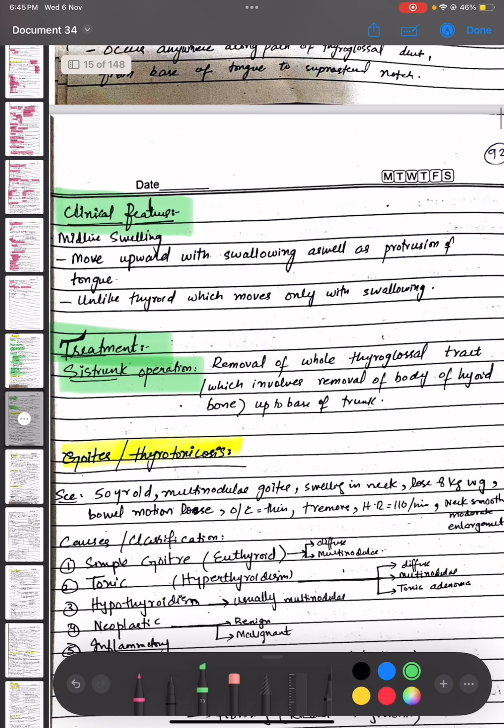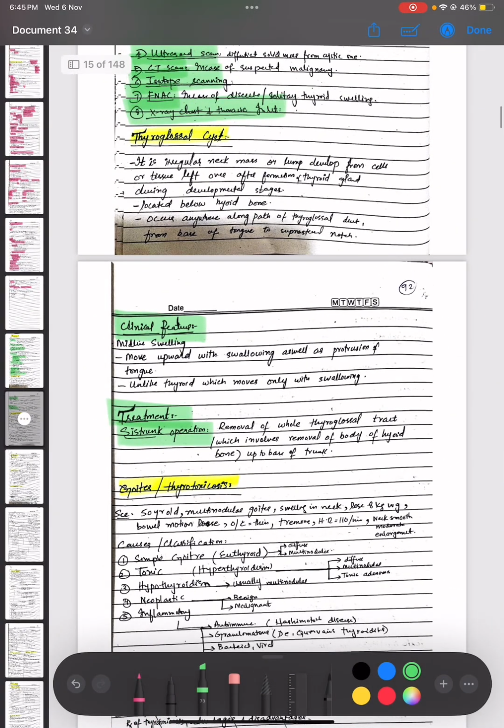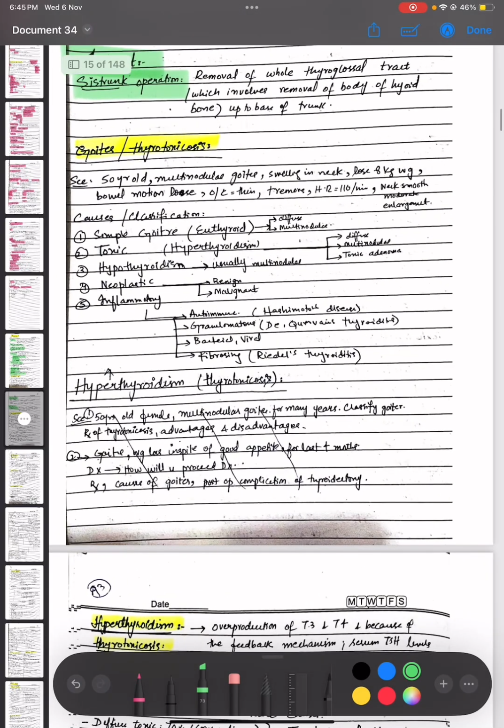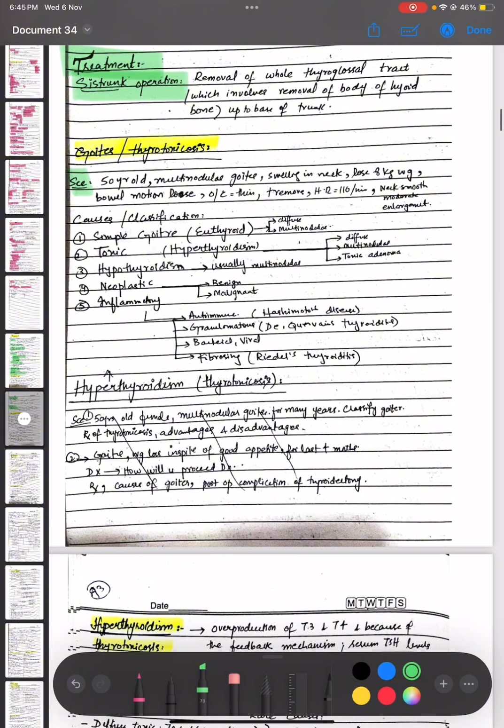Okay, now coming towards the goiter or thyrotoxicosis, we have a scenario in which there is a 50-year-old male patient, and multinodular goiter swelling in the neck is present. He lost 8 kg weight and bowel motion is loose. Then on examination, he is thin, tremors are present, heart rate is 110 per minute. Then neck shows smooth moderate enlargement.